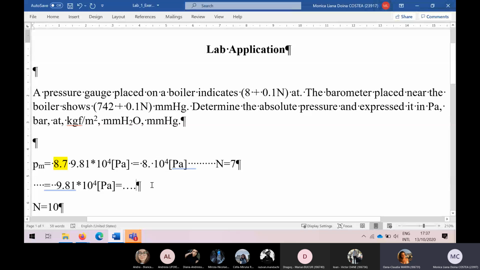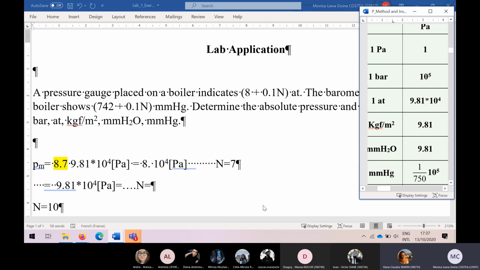Yes, of course. From technical atmosphere to Pascal, we don't have to derive? I do not hear you very well. Please repeat the question. From technical atmosphere to Pascal, we don't have to derive? I don't understand why we multiply. What's the derivation?